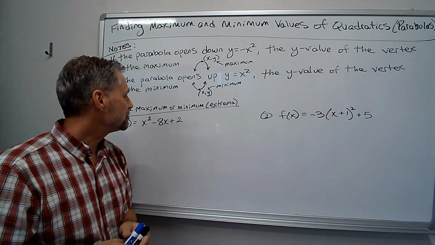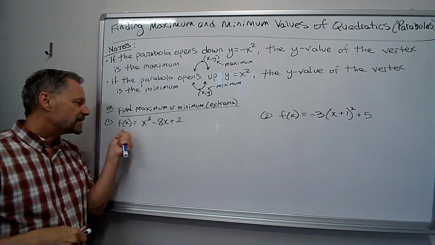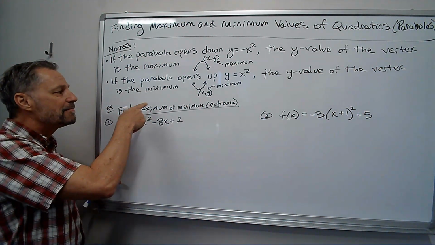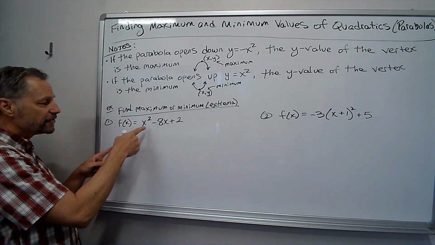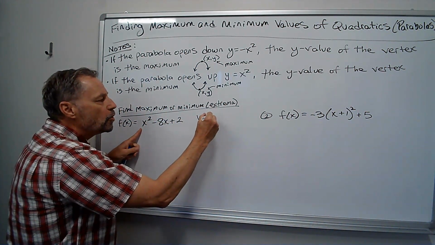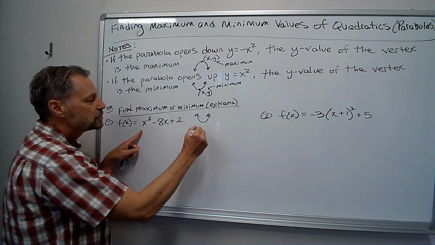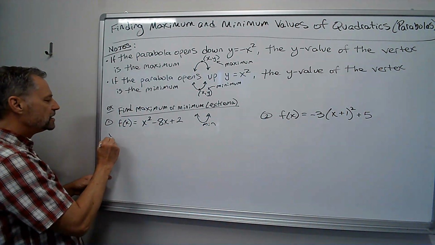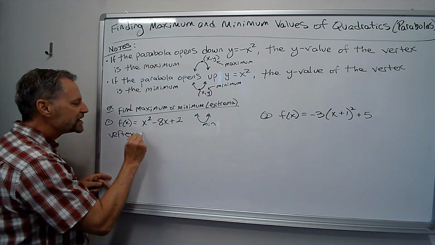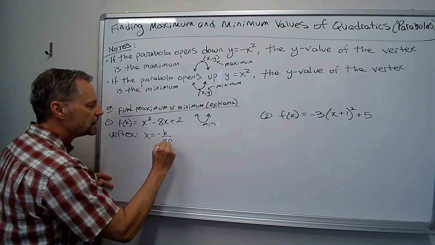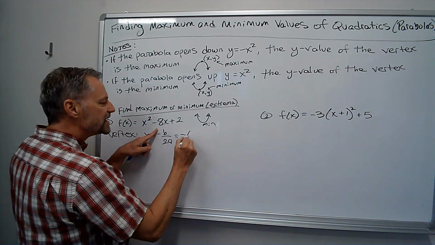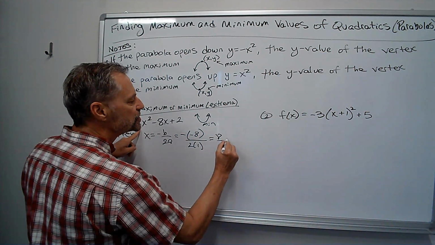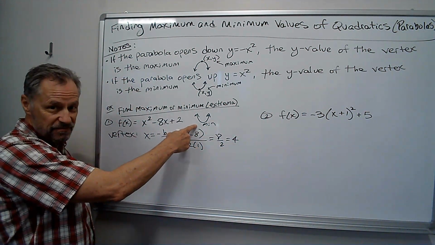Let's look at a couple examples. So this time I've got an f of x just written as a normal quadratic. If I want to find the maximum or minimum value, first of all, I know this parabola opens up. It's going to have a lowest point. It's going to have a min. Let's find the min. Well, we find the min by finding the vertex. So for the vertex, remember, the x value is negative b over 2a. In this case, it's the opposite of negative 8 over 2 times 1, which is 8 over 2, which is 4. So the x value of the vertex is 4.